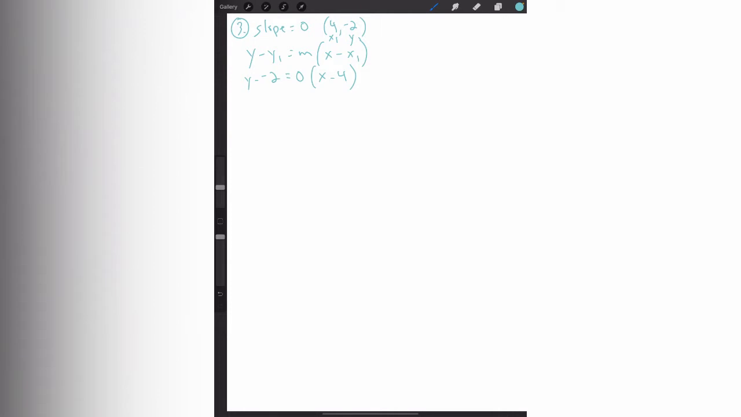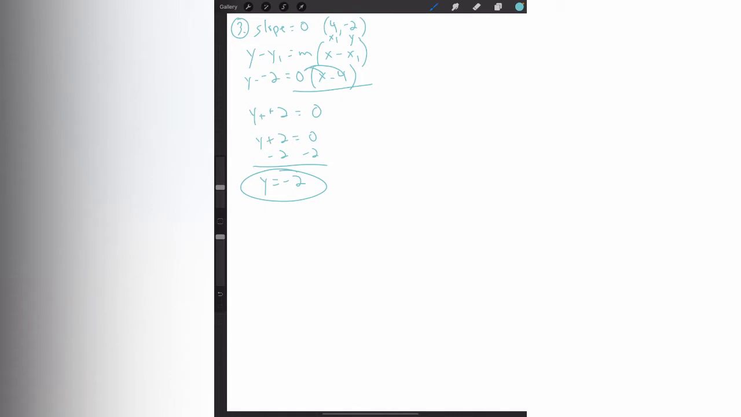All right, so what I'm going to get here, this whole right side over here is all going to be 0. So y minus negative 2 is equal to 0. 0 times x is 0. 0 times negative 4 is 0. And then you're going to subtract a negative, same as adding a positive. So y plus 2 is equal to 0. I'm going to get y by itself here, so I'm going to subtract 2. And I'm going to say y is equal to negative 2. All right, and that's number 3.